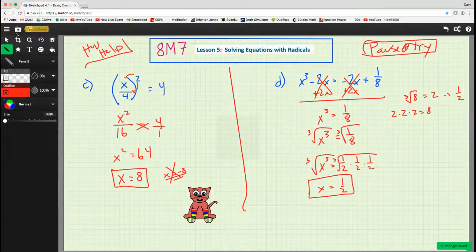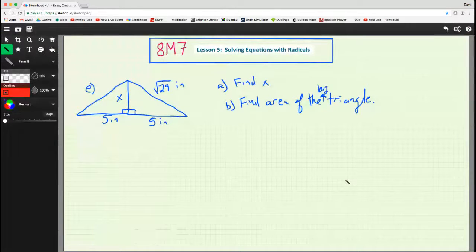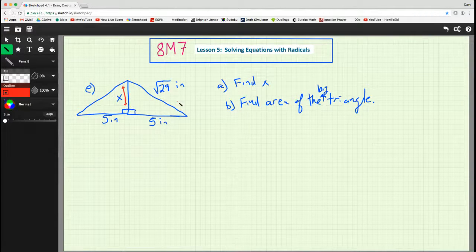Now, finally, I'm not going to leave you without a Pythagorean theorem problem. What we're going to do here is find x, which is the height. x is the height of both triangles. Then we're going to find the area of the big triangle. Let's just focus on this triangle, which is a right triangle, to find x and use our Pythagorean theorem.